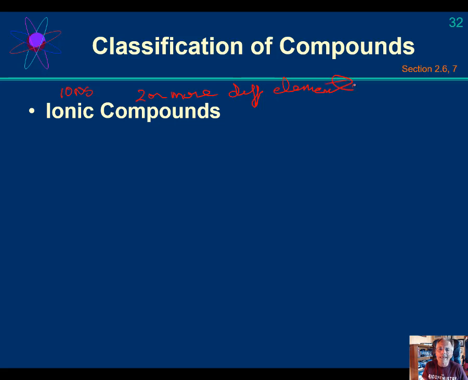However, in ionic compounds, you have ions. You have cations, which have a positive charge. It could be +1, +2, +3. And you have anions, and anions have a negative charge. And positive is attracted to negative and vice versa. And that forms what we call an ionic compound.